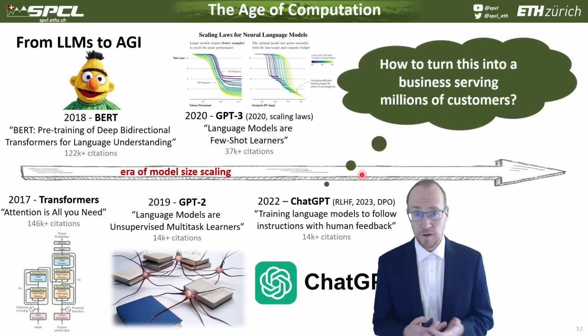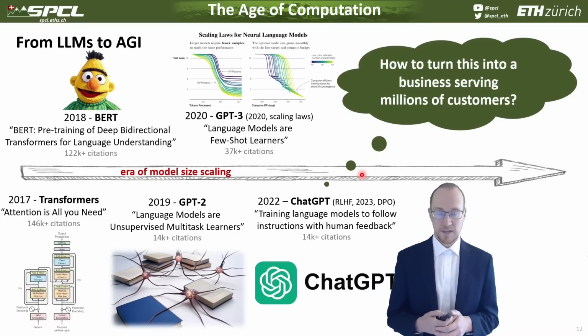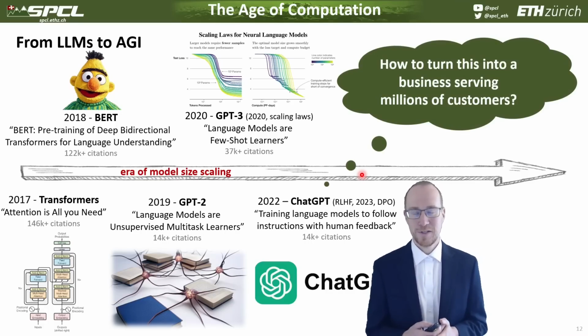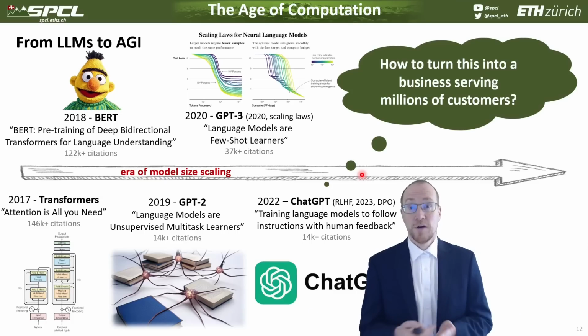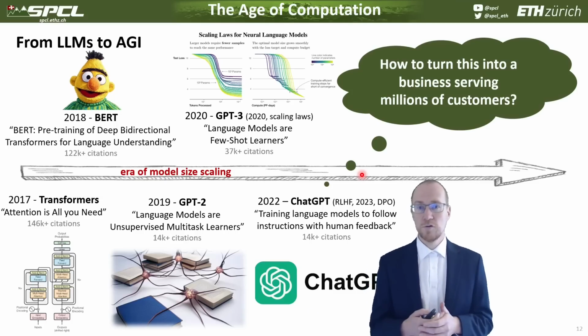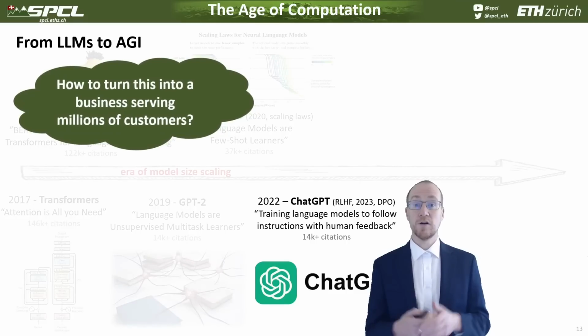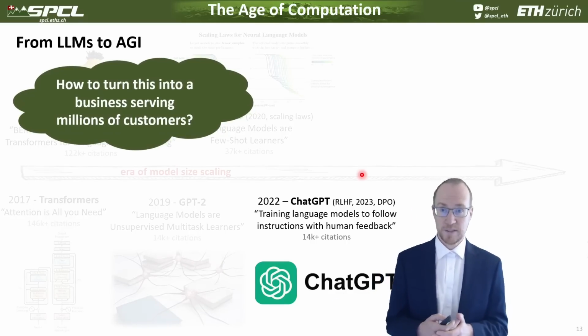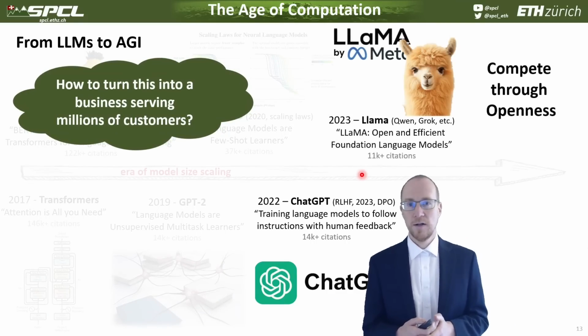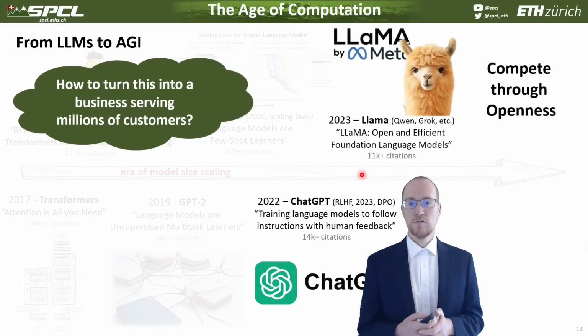But now what turned out is that ChatGPT was one of the fastest growing businesses also in human history, because you gave it away for free and it was very useful. How do I now turn this into a business serving millions of customers? That was a problem, because these large models, of course, the larger the model, the more expensive it was to run them. So now we actually needed to work hard on this.